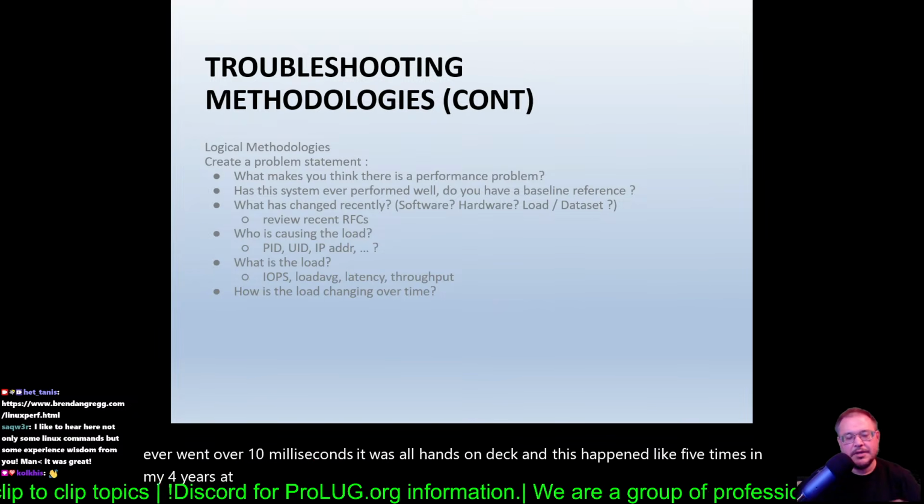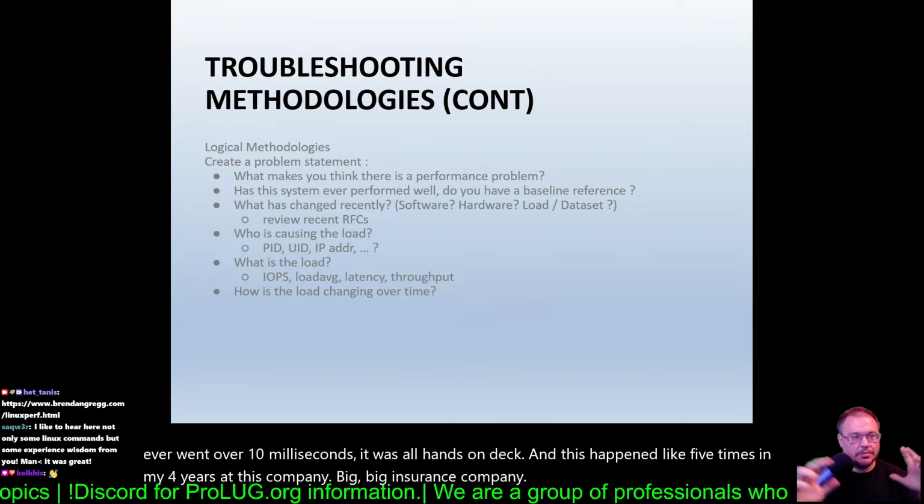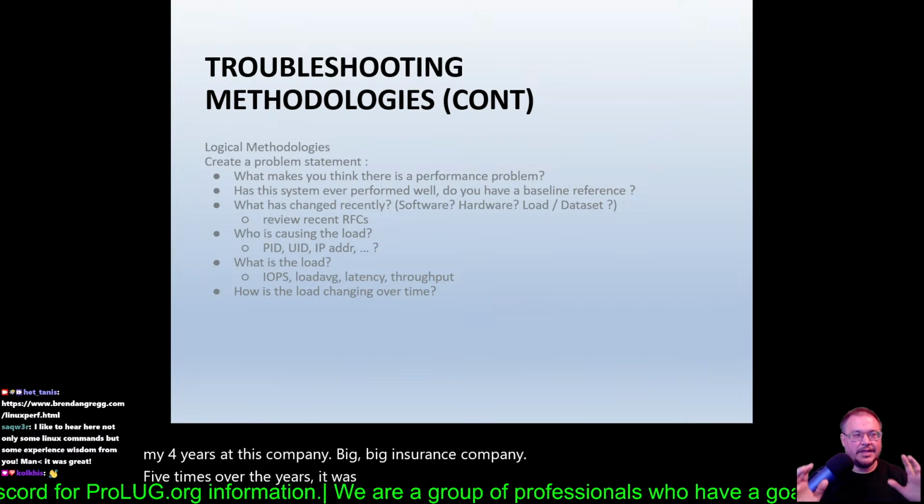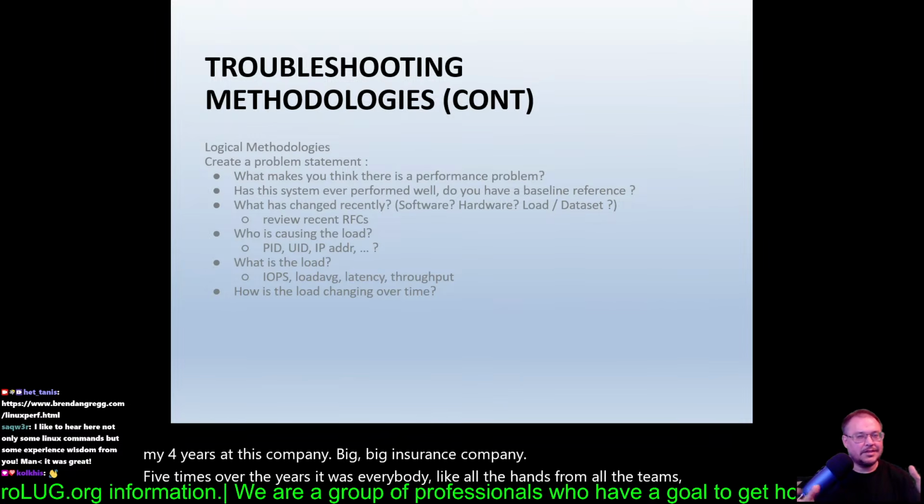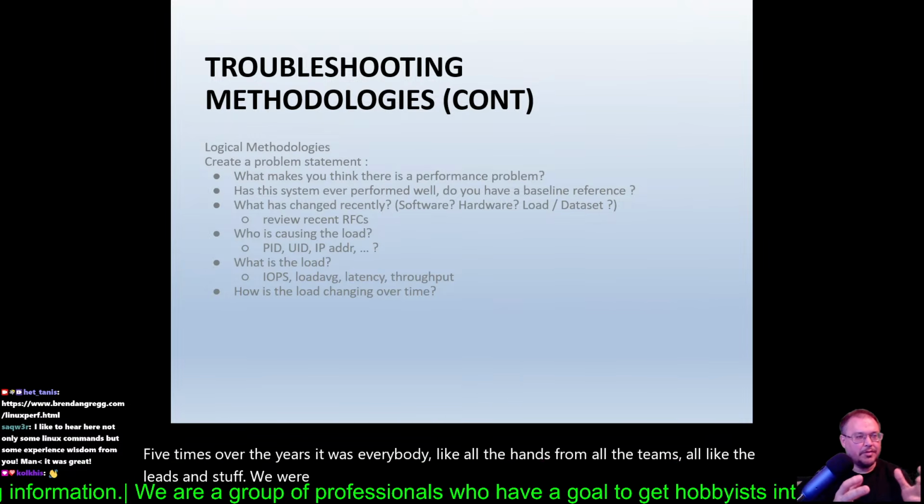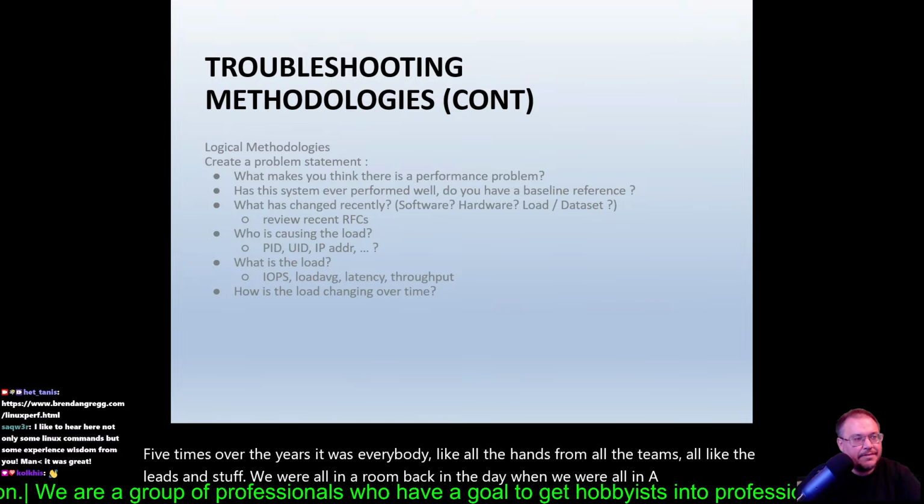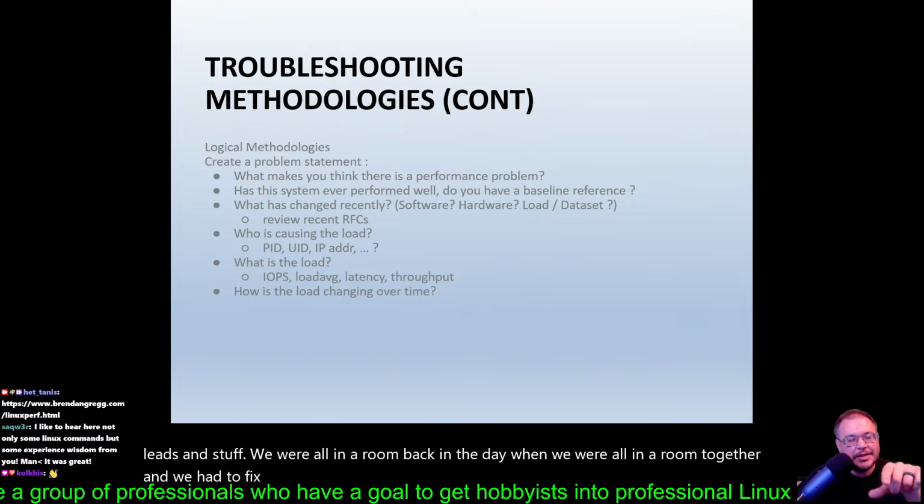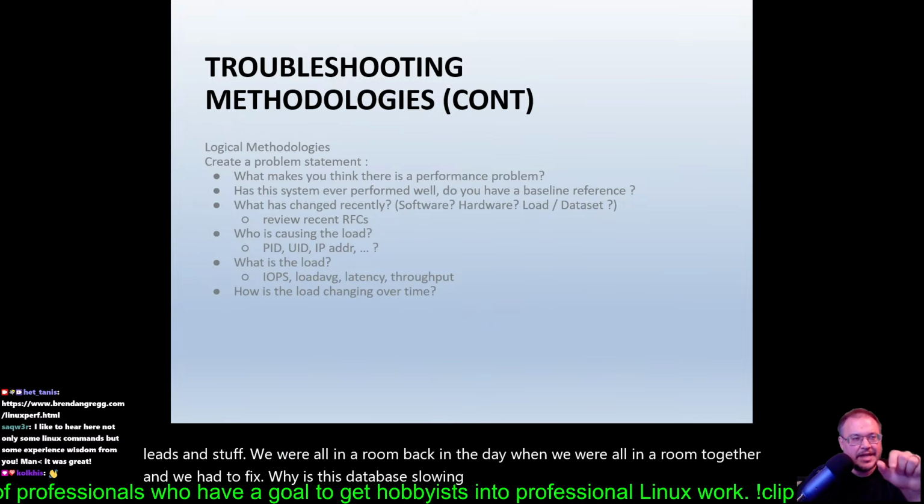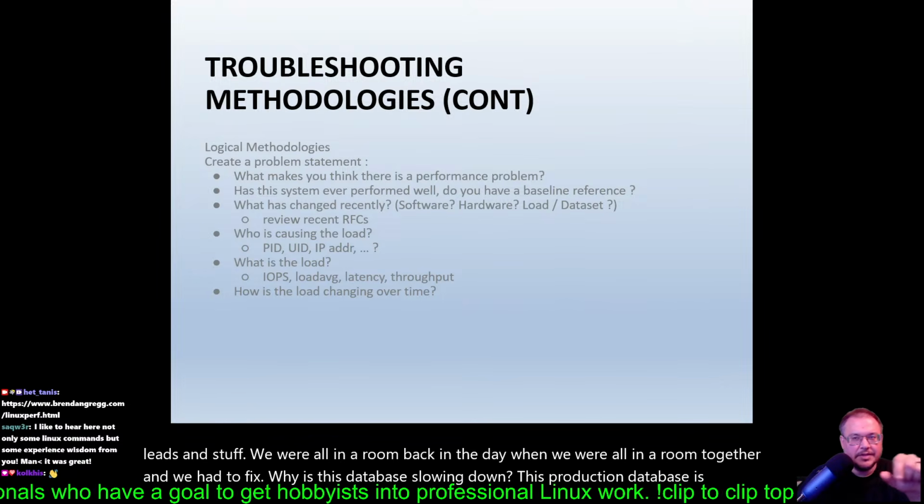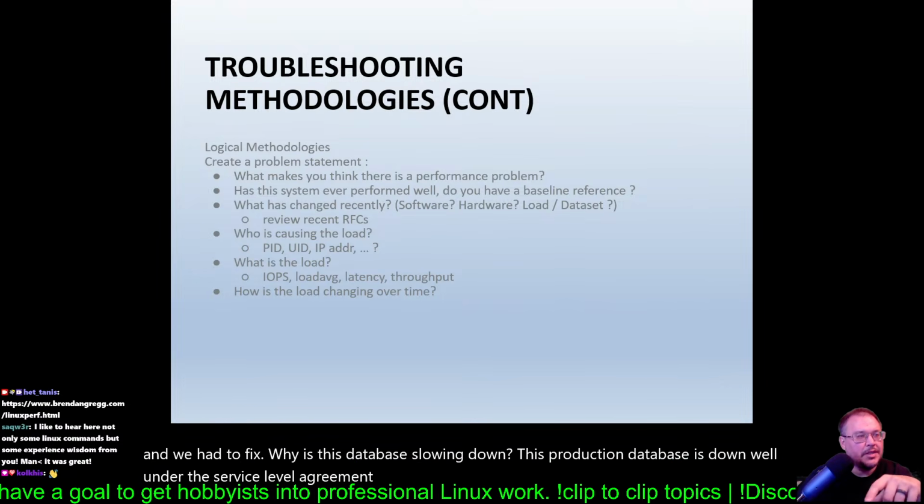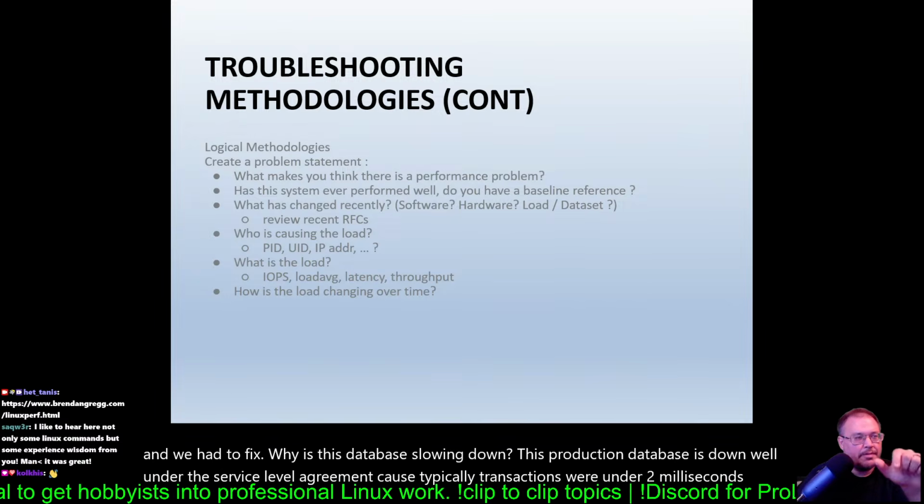Big insurance company. 5 times over the years, it was everybody, all the hands from all the teams, all the leads and stuff. We were all in a room back in the day when we were all in a room together, and we had to fix, why is this database slowing down? This production database is down well under the service level agreement, because typically transactions were under 2 milliseconds in that database, and they were up over 10 milliseconds.